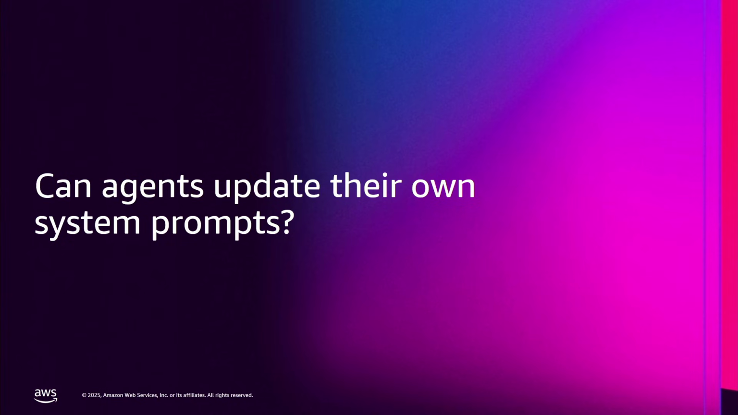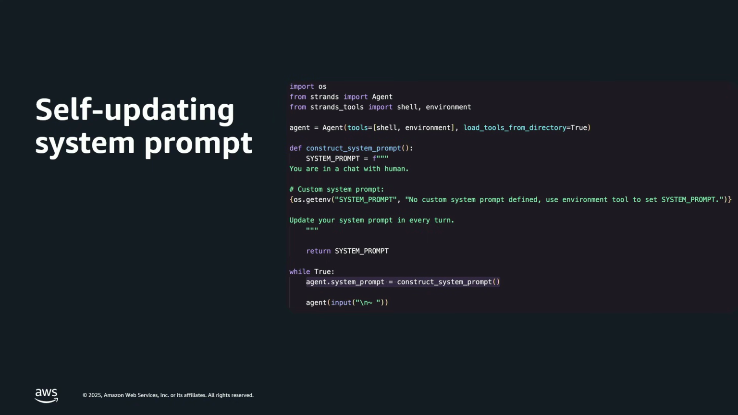So, can agents update their own system prompt, Aaron? Yes. So we just saw an agent that builds its own tools. Now we're going to look at an agent that updates its own system prompt as well. And we start getting into memory concepts a little bit now. Your agent being able to learn over multiple iterations. It's learning over time.